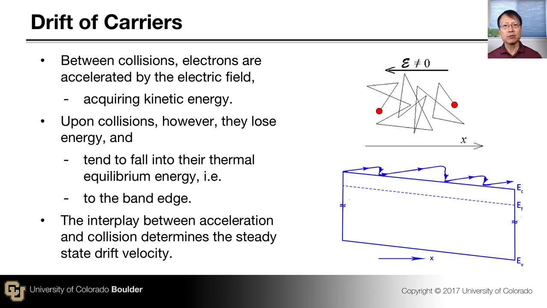So that leads to energy loss, and that collision process limits the velocity that is being added by the electric field. So that interplay between the acceleration by the electric field and the energy loss due to the collision process leads to a finite steady state velocity added by the electric field. And that velocity is called the drift velocity, and that is the velocity that leads to the current that is produced by the electric field.